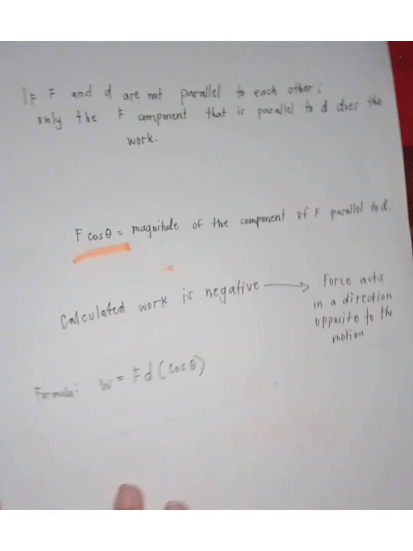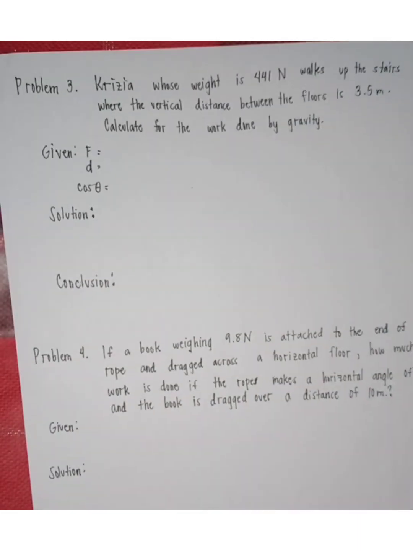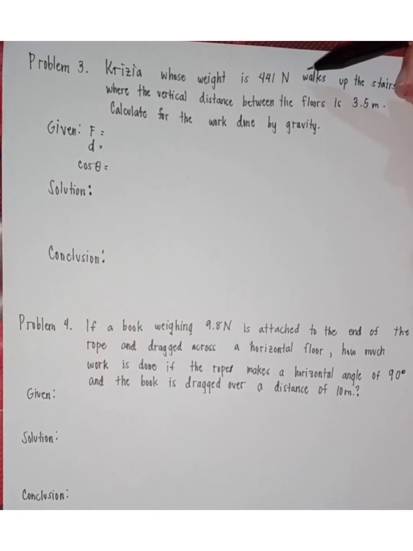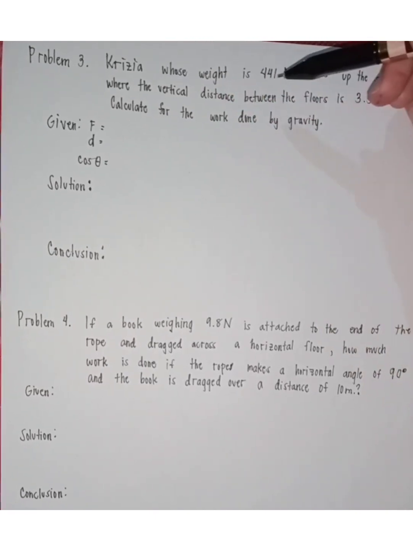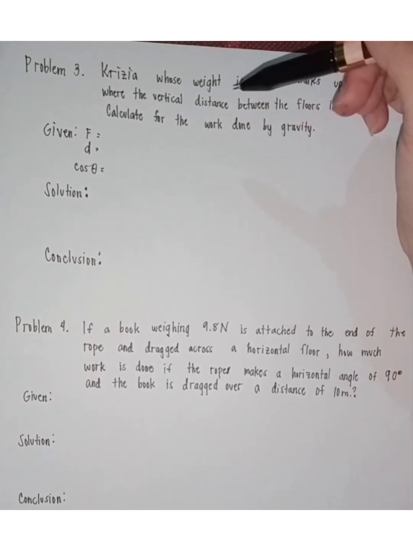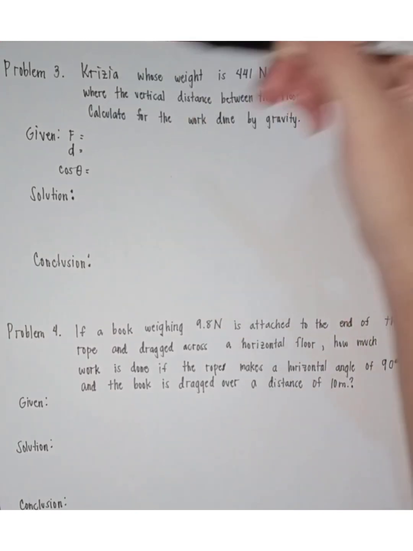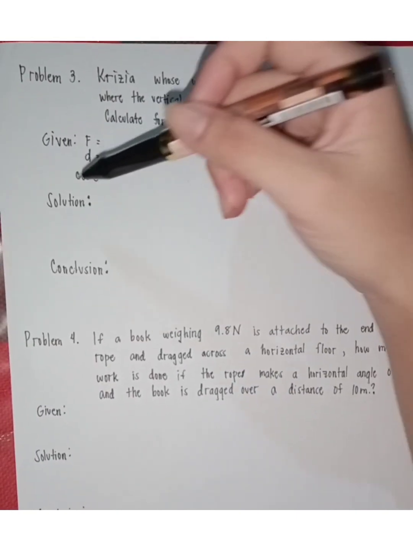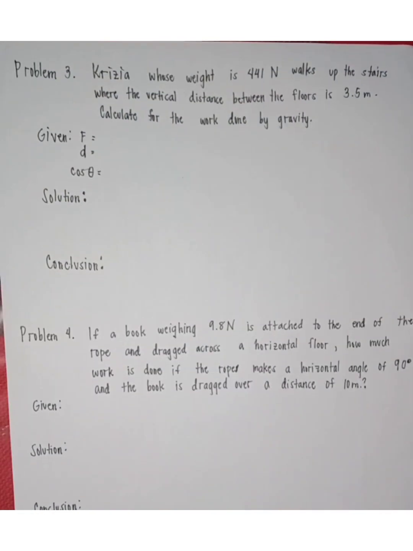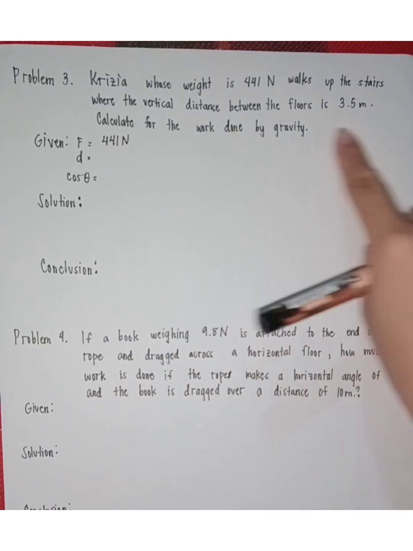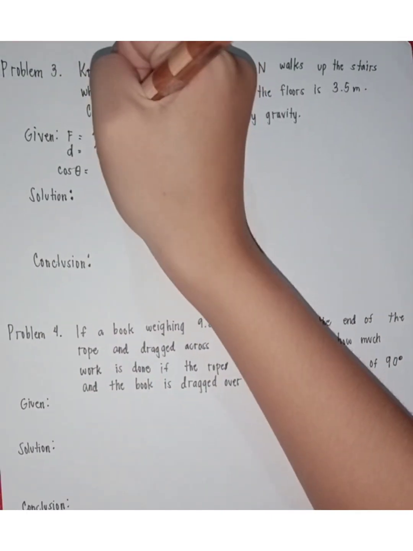So let's have another problem. Grisha, whose weight is 441 Newton, walks up the stairs where the vertical distance between the floors is 3.5 meters. Calculate the work done by gravity. Our given here are force, distance, and cosine theta. The given force is 441 Newton, while the given distance is 3.5 meters.